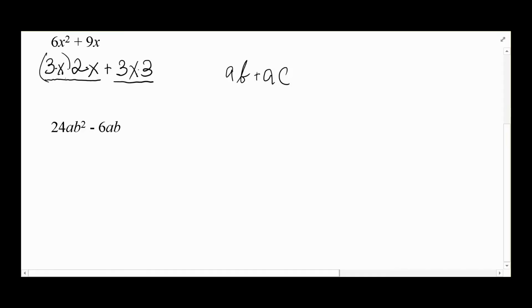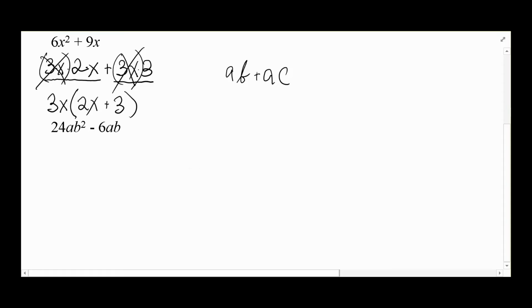Where the A in this case, the part that's in common, is both of these things have a 3x. And so that's the common factor that I can pull out. And in pulling it out, I can say, well, what's left? From the first term, after I pull the 3x out, I'm left with a 2x. And from the second term, when I pull the 3x out and see what's left, I'm left with a positive 3.